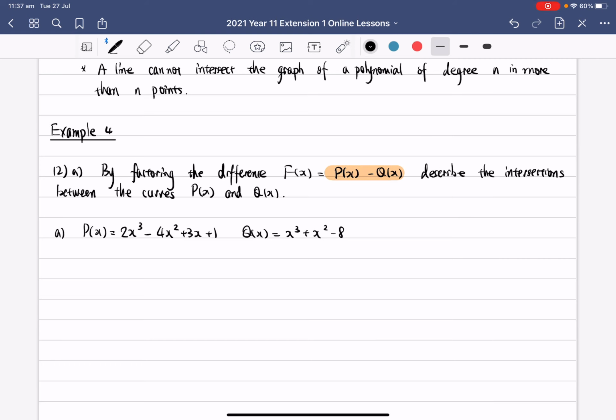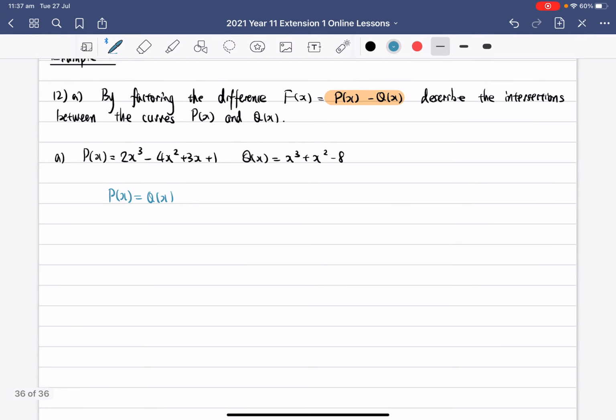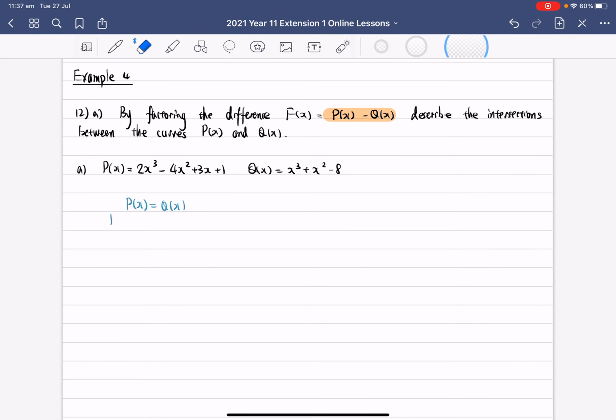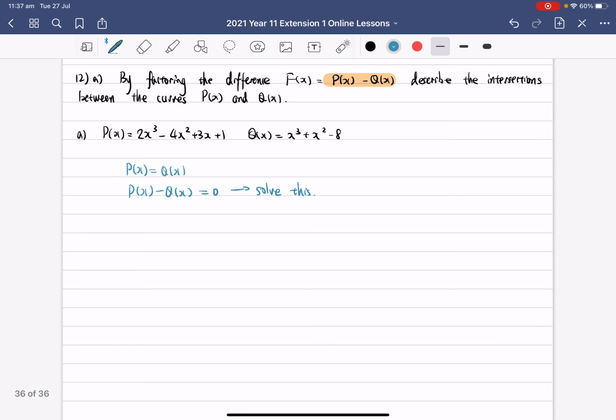Now, think about this. If I want to find the intersection point, I need to make sure that Px is equal to Qx, all right? Then if I need to solve an equation, I need to move the Qx to the left-hand side. So, like this. And now I need to solve this equation. And that's the reason why they're saying by factorizing Px minus Qx. All right, so let's just start with the process here. First, I'm going to let them equal to each other.